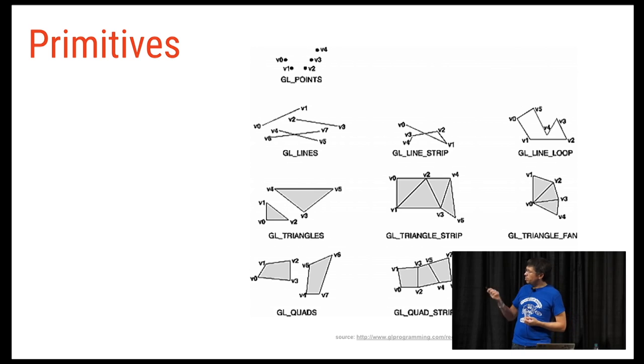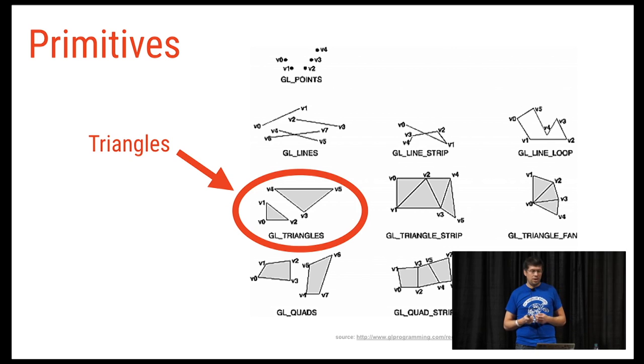Vertices assemble into primitives. This is really the old school graph from the OpenGL Red Book from the 90s, or even earlier probably. The one we're going to be playing with a lot is triangles. To make a distinction between triangles and triangle strips or fans or all these other things, you might be wondering, why is this even in the spec?